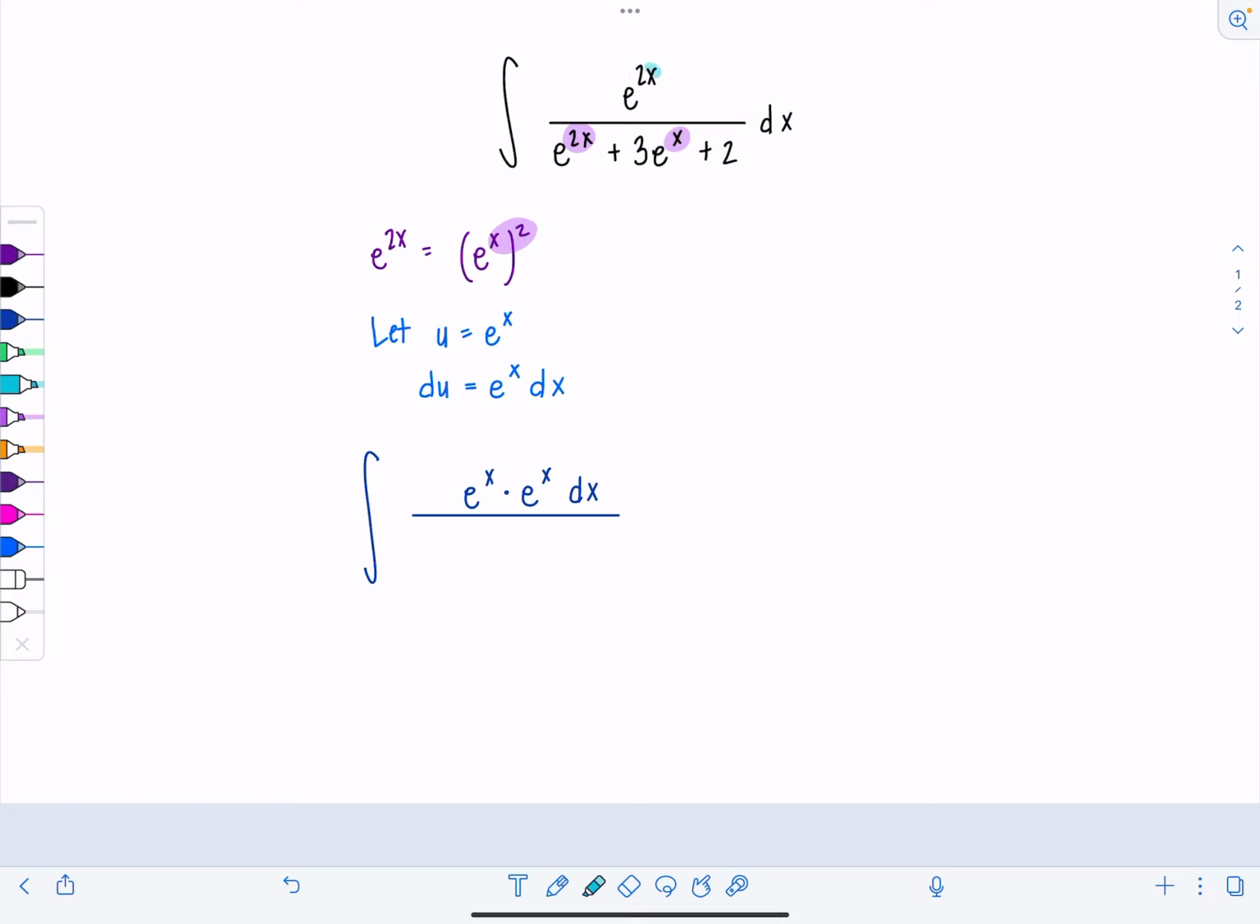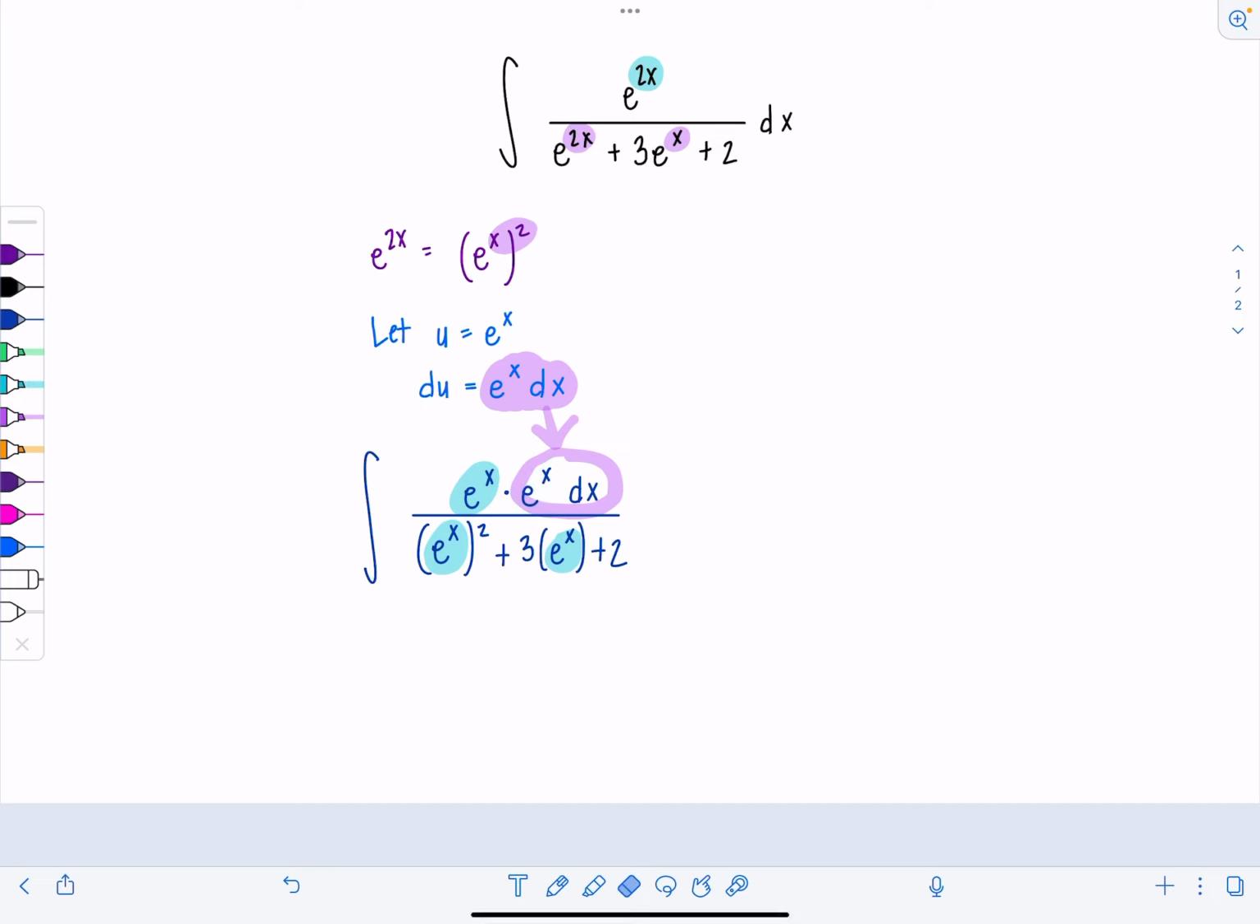If you have e to the 2x, that's the same as e to the x squared, which means I have 2 e to the x's. And then in the denominator, I'm going to write it just a wee bit differently. I'm going to write it as e to the x squared plus 3e to the x plus 2. And then hopefully now you can see how the substitution is going to work out. So du is e to the x dx. Well, I have that right here. Boom. That's beautiful. And then everybody else here highlighted in blue is just u.